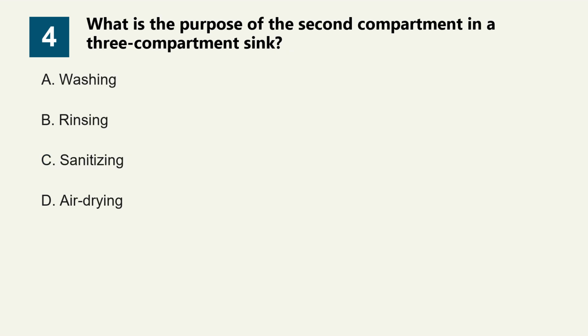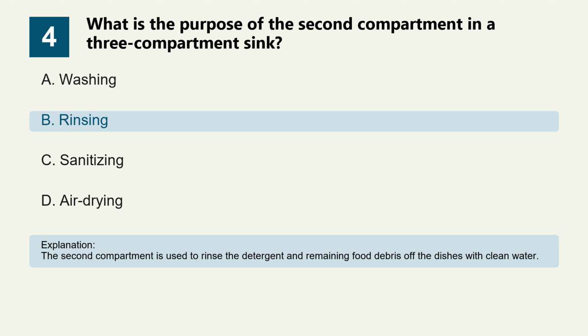Question 4. What is the purpose of the second compartment in a 3-compartment sink? Option A. Washing. Option B. Rinsing. Option C. Sanitizing. Option D. Air drying. The correct answer is option B. Rinsing. The second compartment is used to rinse the detergent and remaining food debris off the dishes with clean water.